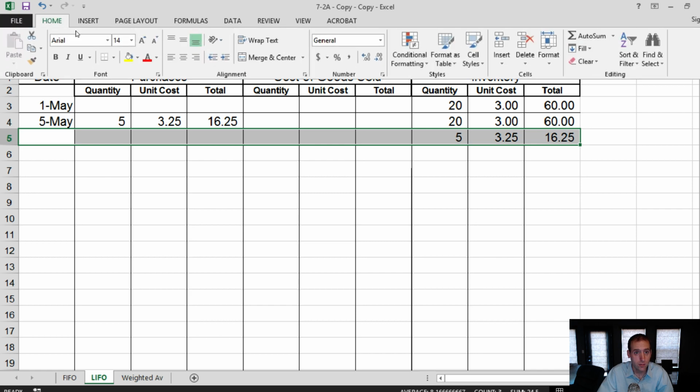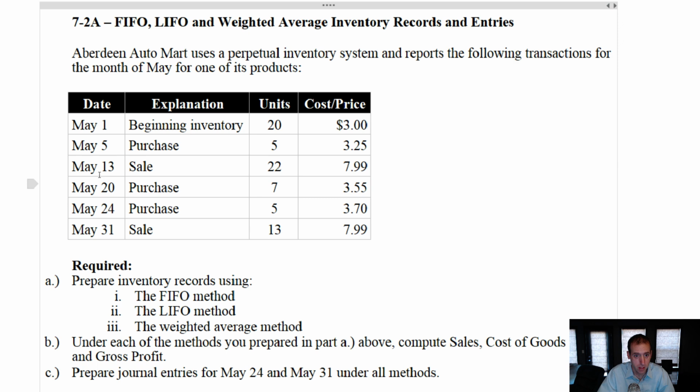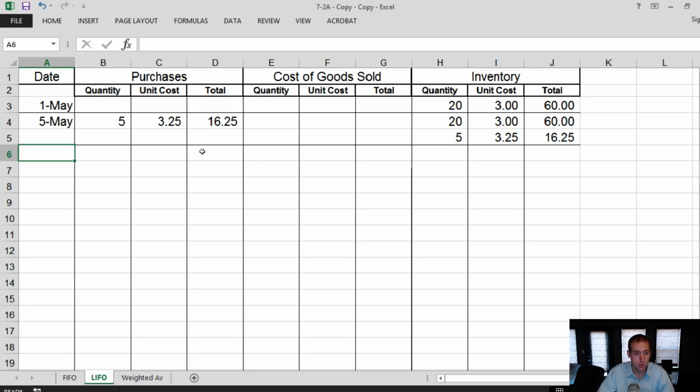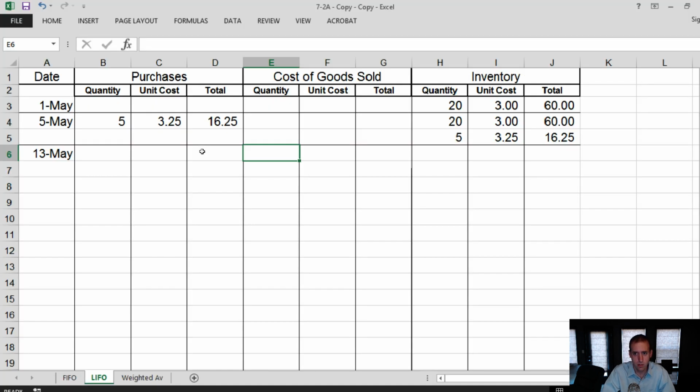Let's move on to our first sale. And our first sale was on May the 13th. We sold 22 units. Again, I don't care what we sold them for. Okay, good. We sold 22 units. Which 22 did we sell? Well, last in, first out says we sold the most recent ones first. So 5 at 3.25, they went first. And we sold 22, so we must have sold 17 of these $3 units.